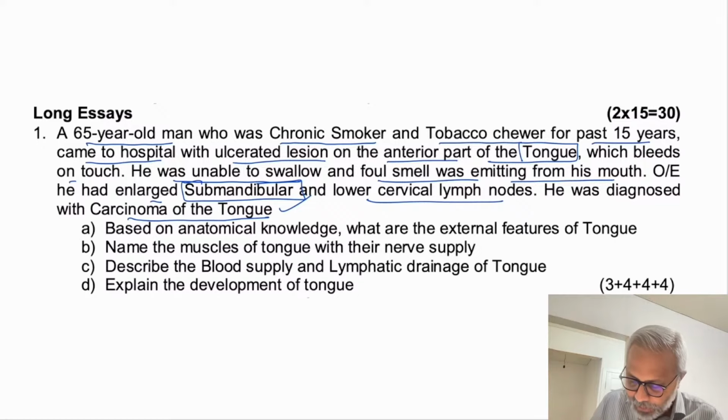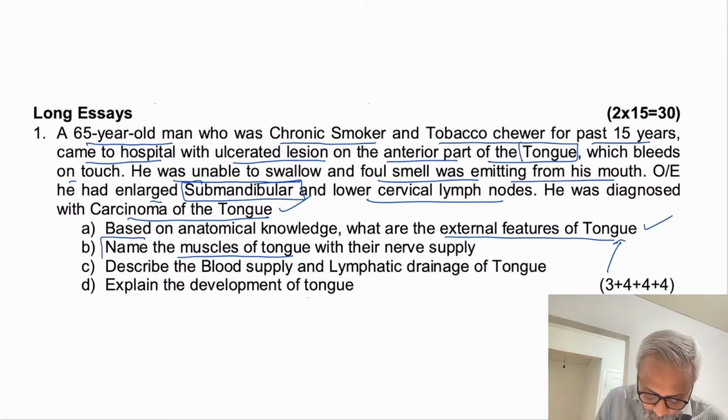Based on the anatomical knowledge, what are the external features of the tongue? So remember, the examiner is directly going to the external features of the tongue, and this has been allotted 3 marks. So this is where we divide the tongue into various parts, start describing its features. Next, name the muscles of the tongue.